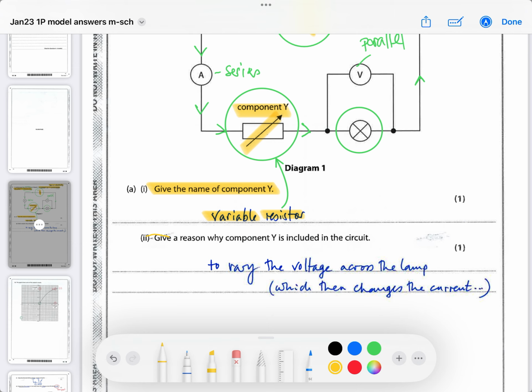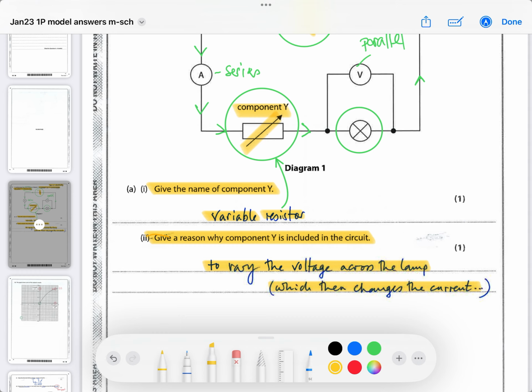Give a reason why component Y is included in the circuit. Okay? And the reason is to vary the voltage across the lamp. So if the variable resistor gets more resistance, it will take more voltage and there'll be less voltage left as the share of the total voltage for the bulb. Okay? So by varying the voltage, it also controls the current. As you'll know, the bigger the voltage, the bigger the current will be. Okay, so this is a very, very common question.